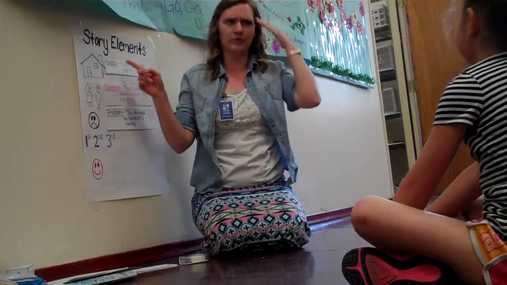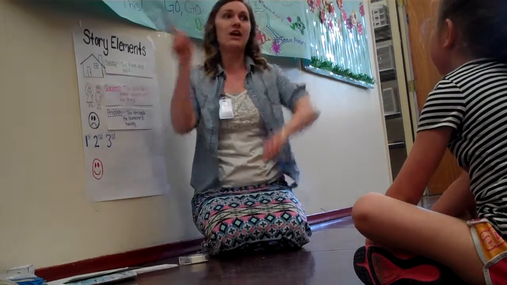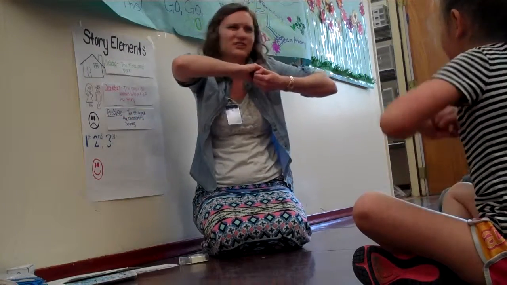So should we go through them all again? So we can remember and put them in our brain. Okay, so setting, the time, and place. Very nice. The characters, the people, or the animals who act out the story. Very nice. And the problem, the struggle the characters are having. Very nice. And this 1, 2, and 3, that stands for the events that happen in the story.